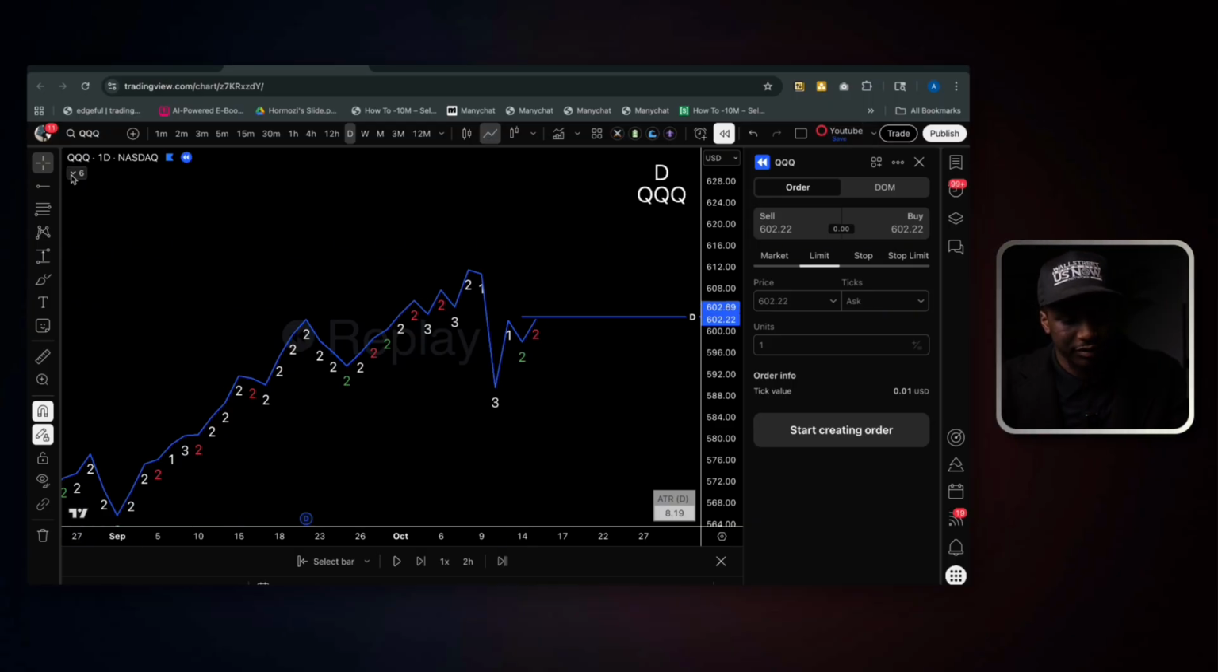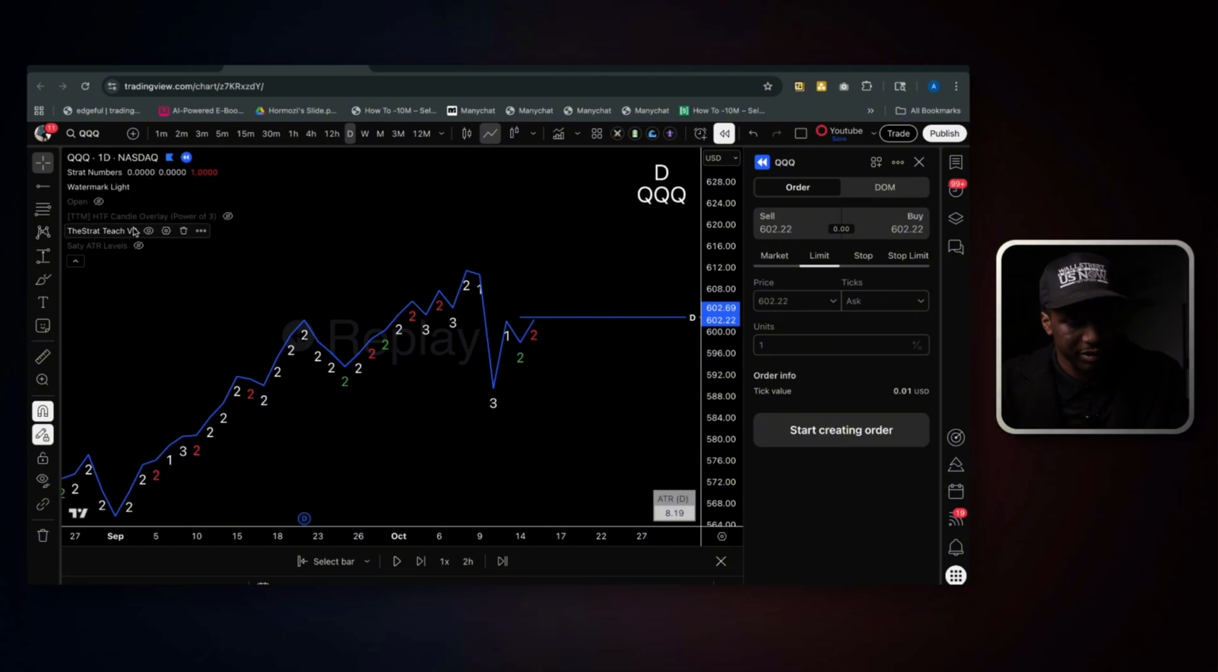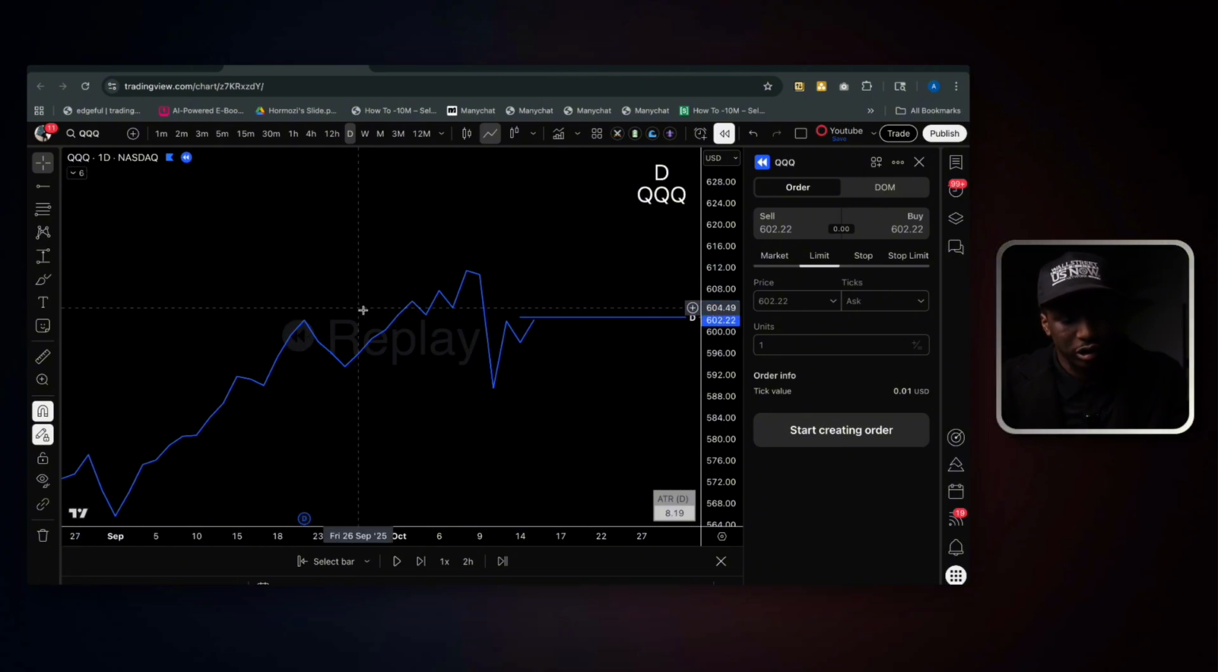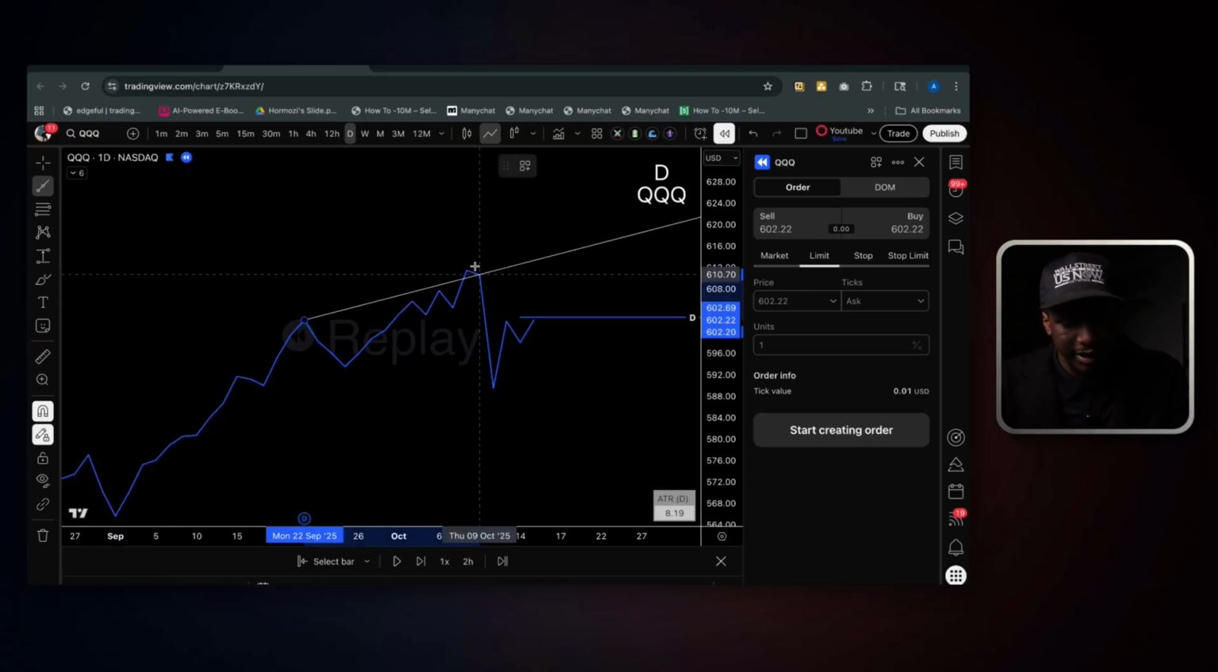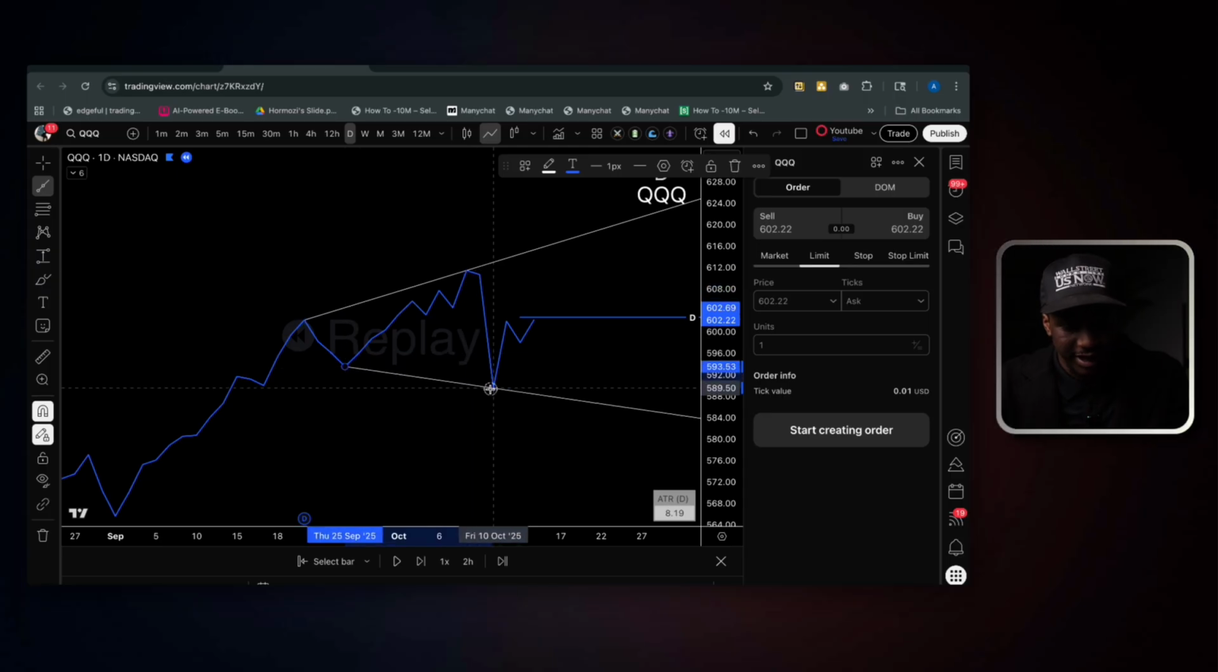If you take the strat numbers off, let's just say they aren't on there. Just pretend they're not on there, or I can just turn them off, honestly. Boom, turn them off like that. You clearly see when price created a higher high and when price created a lower low. Boom, connect that, connect that.